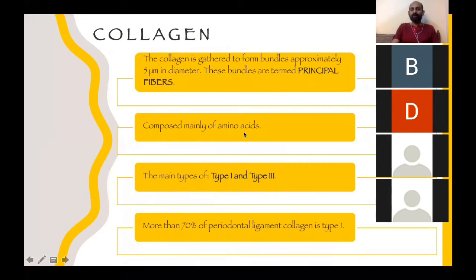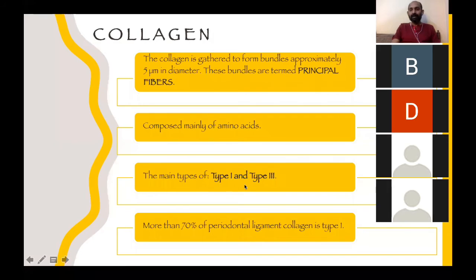Okay, so now how are these formed? When I say collagen is a protein, it should basically be made up of amino acids. The primary amino acids present in collagen are glycine, leucine, and proline. Okay, so what are the types of collagen? As of now in humans, almost 20 to 25 types of collagen have been discovered. But what are the major types of collagen present in the periodontal ligament?